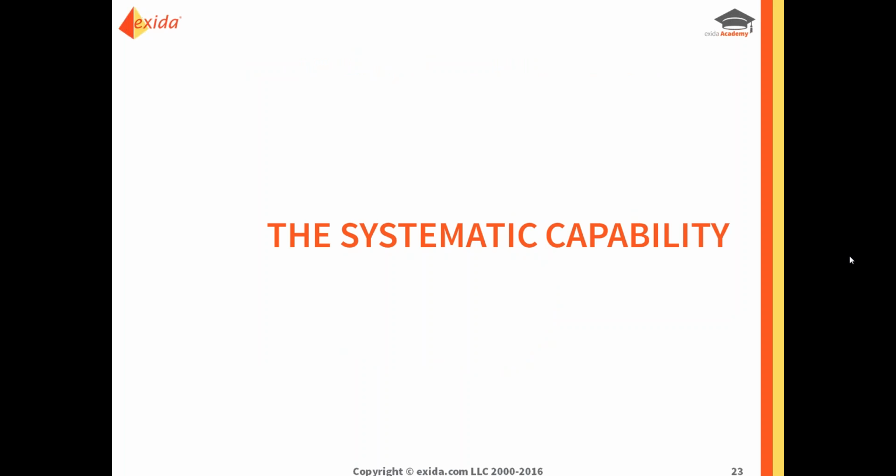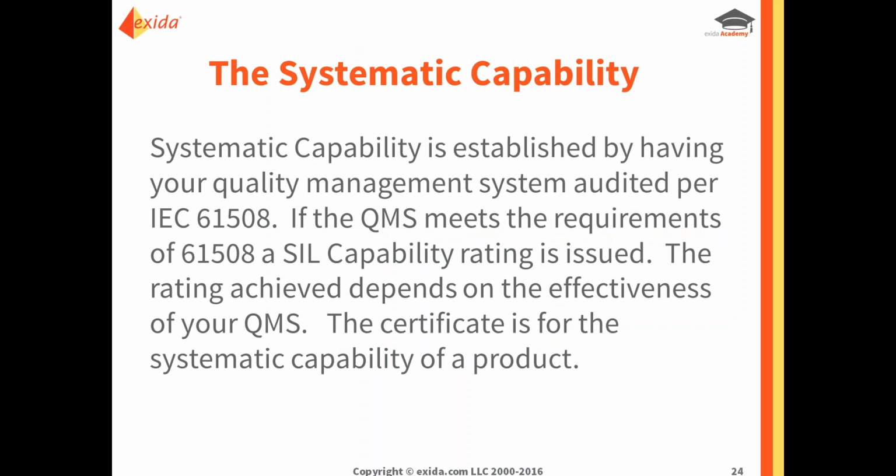So systematic capability we'll begin with. And what systematic capability is, is it's established by having your quality management system audited per IEC 61508. So it looks at your procedures and at your documents. If this quality system meets the requirements that IEC 61508 says all of them need to be achieved, you're given a SIL capability rating. And that SIL capability rating is issued directly onto the certificate if you get your product certified.